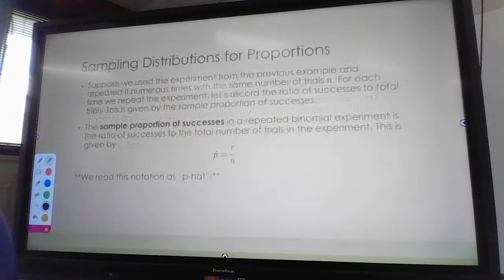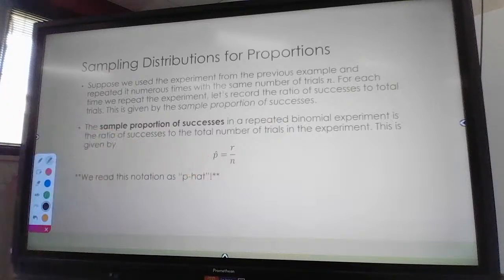Now, let's say that we take that Arctic fern experiment and repeat it over and over again with the same number of trials. Then for each repetition, let's take the ratio of successes to total trials. This is called a sample proportion of successes. The sample proportion of successes in a repeated binomial experiment is the ratio of successes to the total number of trials in the experiment. This is given by what's called p hat.